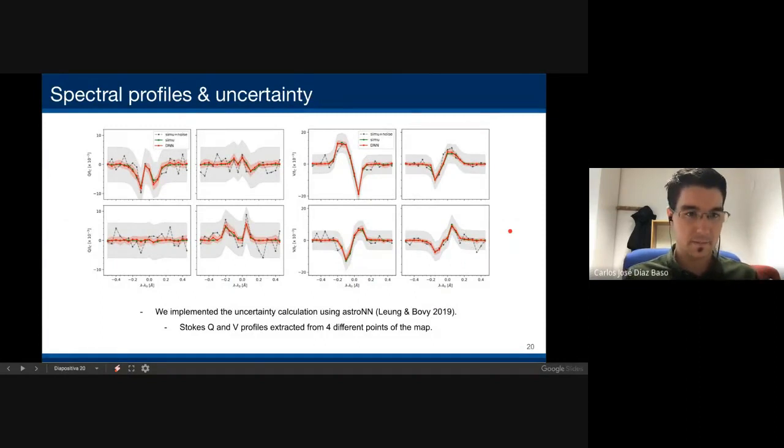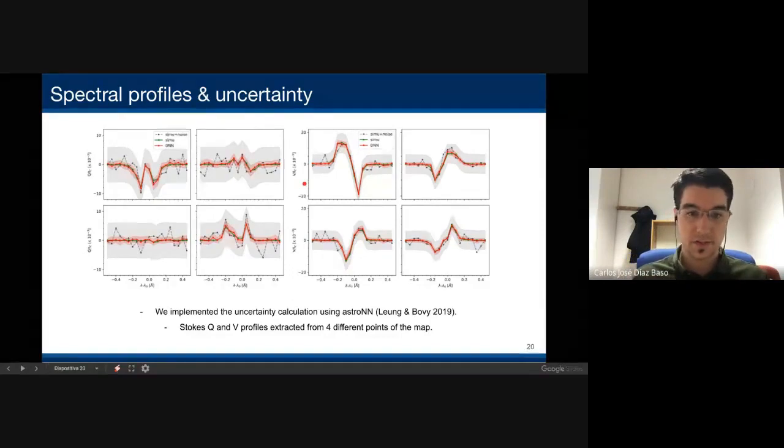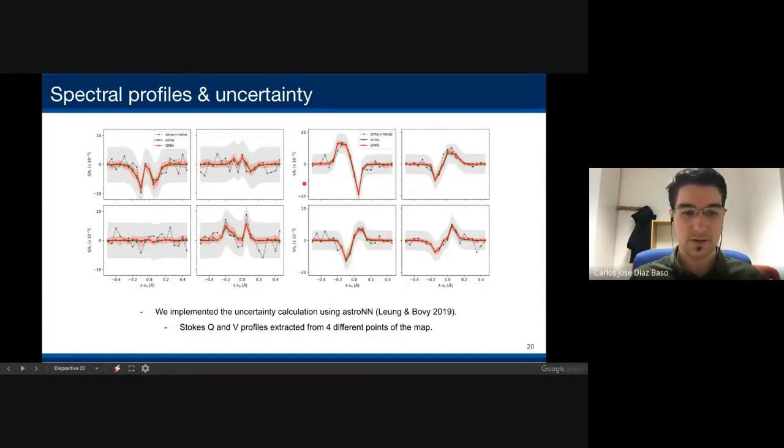After cleaning each wavelength in an independent way, we can reconstruct the whole spectral profile. Here you see some Stokes Q and Stokes P examples. And in the estimation of the signals, we also implemented an uncertainty calculation. And in those pixels, you see how the output of the neural network is compatible with the synthetic profiles within this red band. That is the uncertainty that we have estimated.